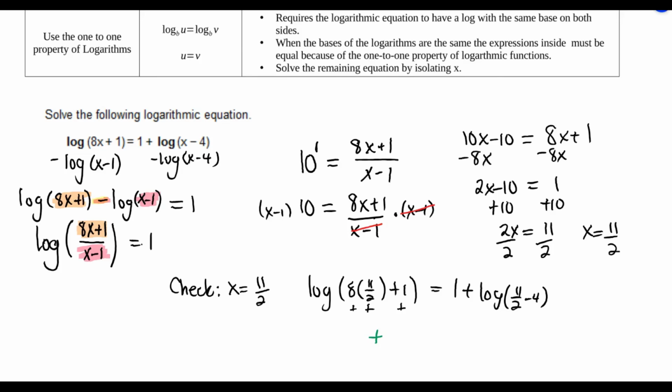11 over 2, let's see, 2 goes into 11 5 times with 1 left over, so that's 5.5. So 5.5 minus 4 is also a positive, and so we're going to be able to keep that solution of 11 over 2. So the solution to the equation log of 8x plus 1 equals 1 plus log of x minus 4 is 11 over 2.